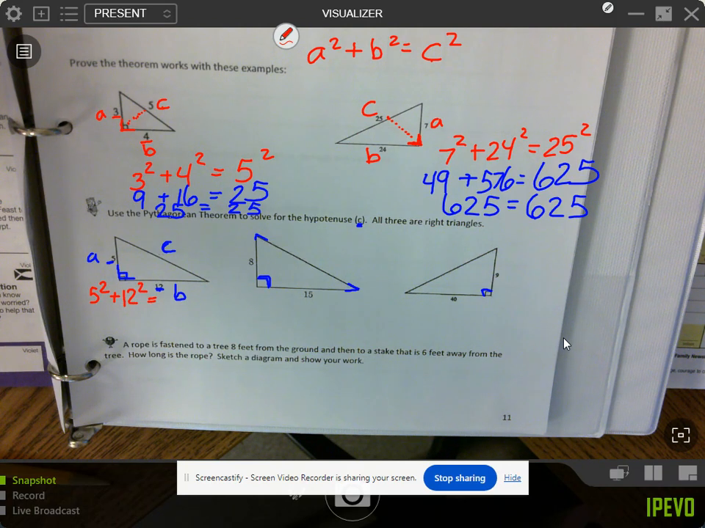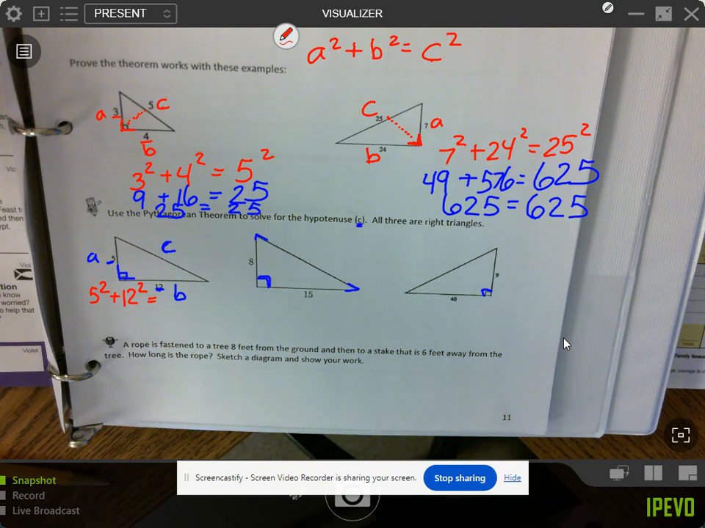How do you know the 13 squared? I mean, how do you know the 13? Because 25 plus 144 equals 169, and 169 divided by 13 is 13.